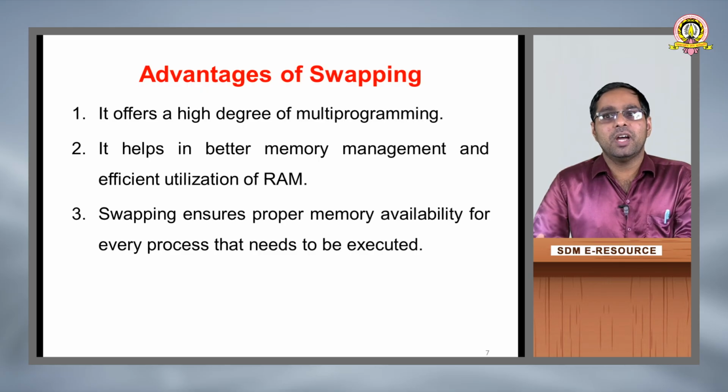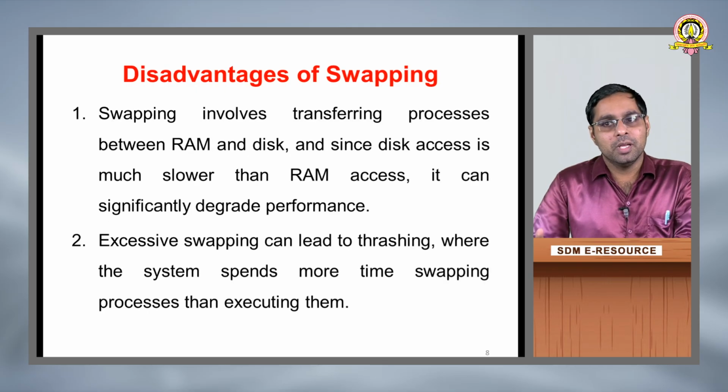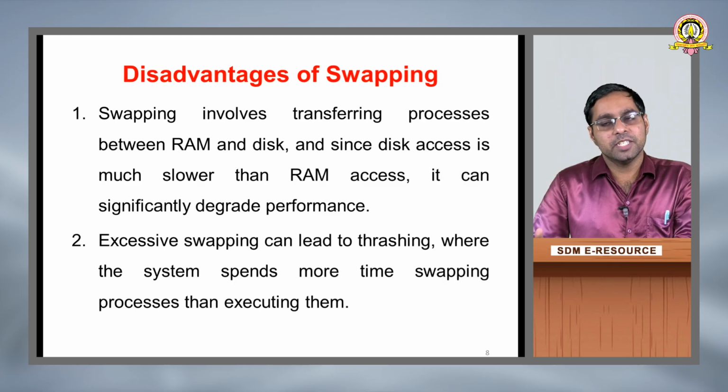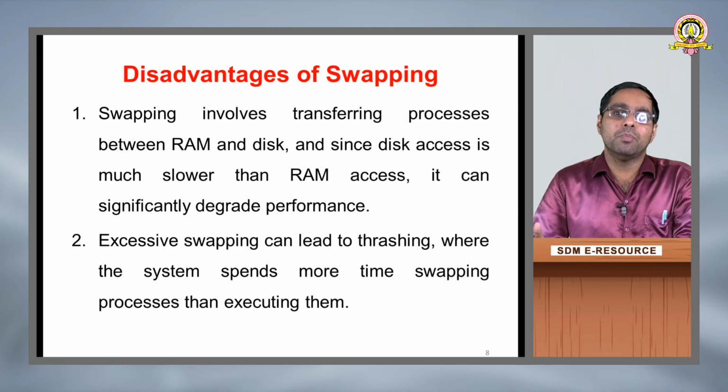Next, the disadvantages of swapping. There are mainly two disadvantages. One is that it involves disk access. As you know, in swapping we have to transfer from memory to disk. Disk access is a comparatively slower process and consumes more time. That is one of the disadvantages associated with swapping. It is a little bit slower compared to main memory access.